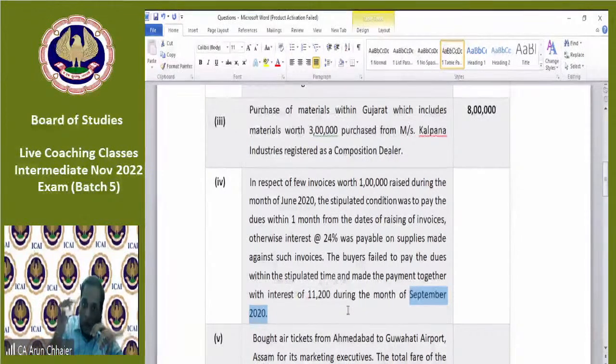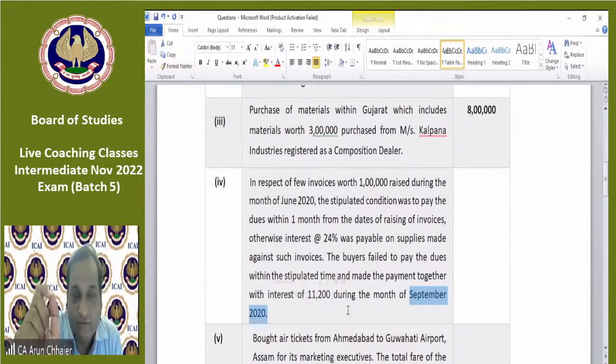If it is coming after 1 month, then there is an interest, and the total amount collected is 11,200. For the value of the supply, section 15 subsection 2 says, not the clause 6, but 15 subsection 2, that in case there is a delay in payment of consideration, you need to include it in the value.